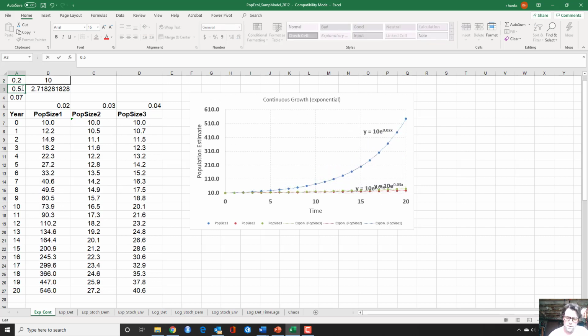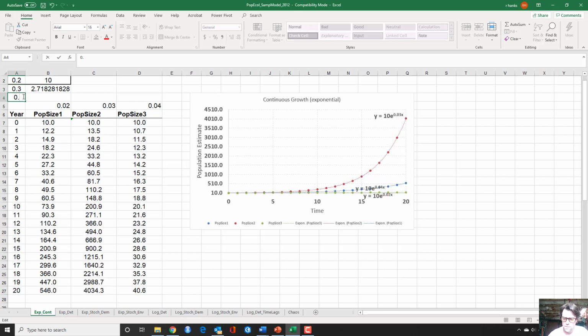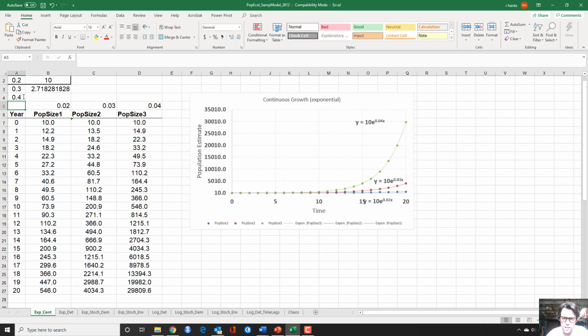Now, if I were to change these, let's just do 3 and 4. You can see we get much more rapid changes in the 0.4 as compared to the 0.3 and 0.2. So after 20 years, with a 0.2 R value, we have 546 individuals. With the 0.3, we have 4,000 individuals, and then with the 0.4, we have nearly 30,000 individuals.